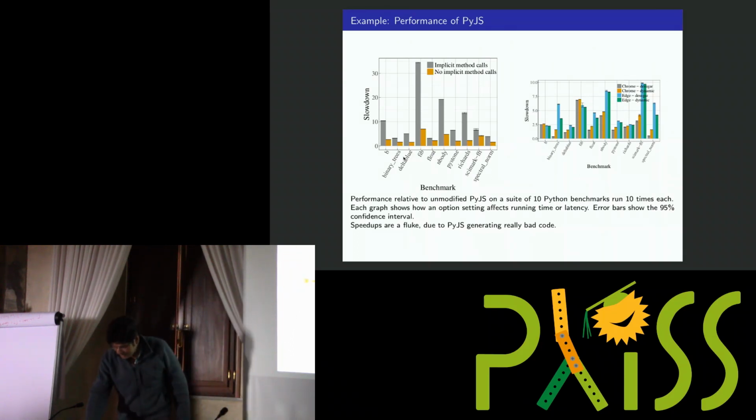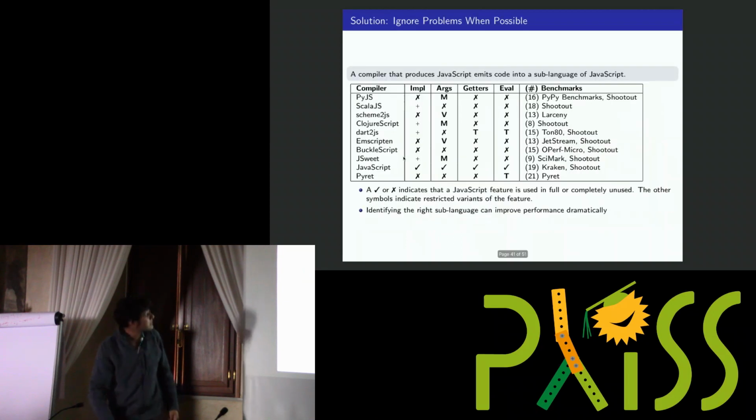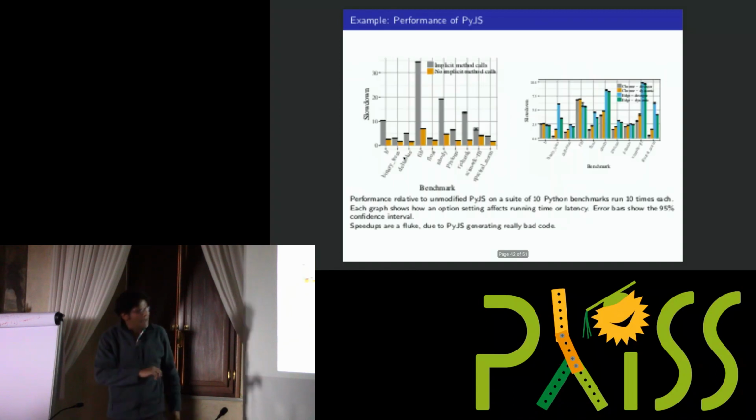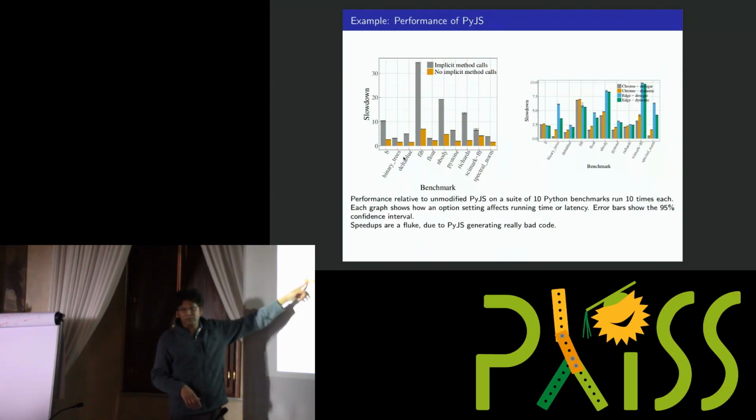But it turns out, by looking a little bit at the code generator in the PyJS compiler and at some examples of code that it produces, PyJS doesn't actually require implicit method calls. So add that as a flag and you get vastly better performance across the board.